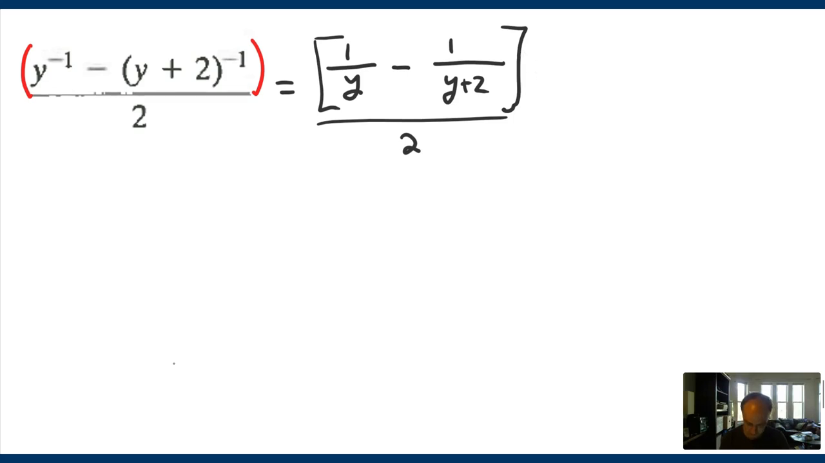Now I want to combine these two fractions, and to do so I need a common denominator. So a great denominator to use here is y times y plus 2.